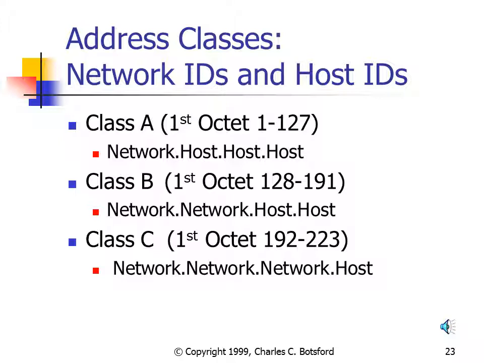And then we know that the first octet is a network ID and the last 3 octets are the host ID. Class B addresses start with any decimal number in the first octet from 128 to 191. If we see an IP address that starts in that number range, we know it's a Class B address. We know that the first 2 octets are the network address and the last 2 octets are the host address. Likewise, if the first octet of an IP address is a number between 192 and 223, we know that's a Class C address, and if we know it's a Class C address, we know that the first 3 octets are the network ID and the last octet is the host ID.